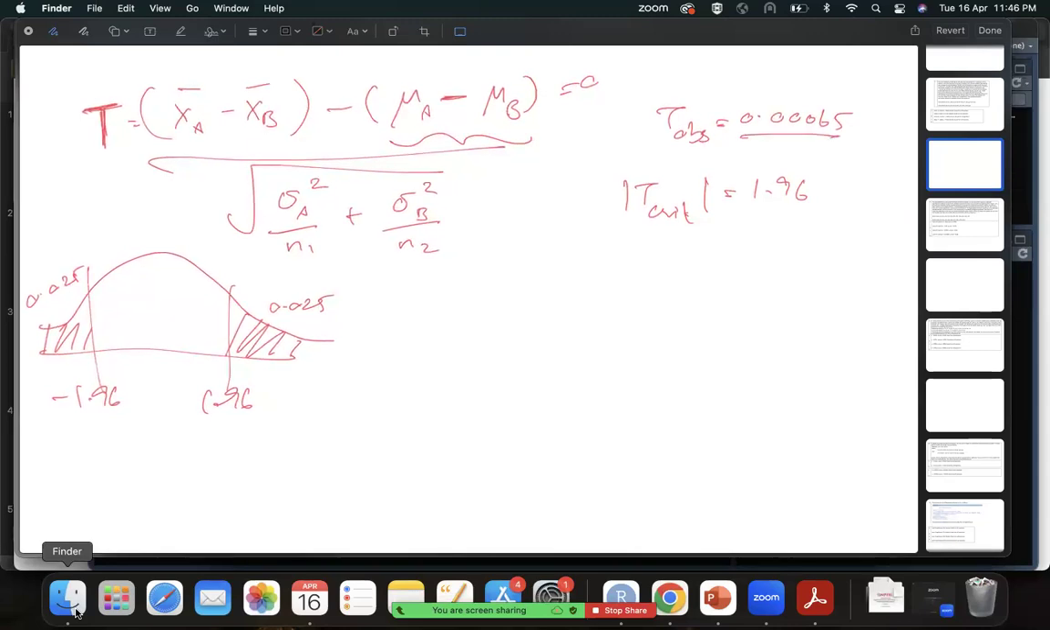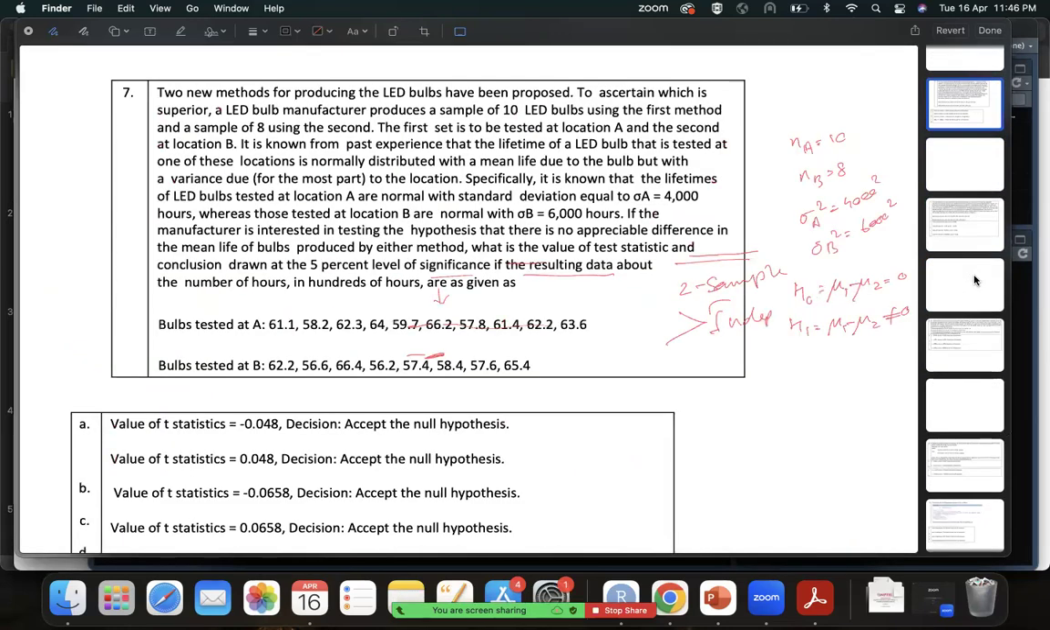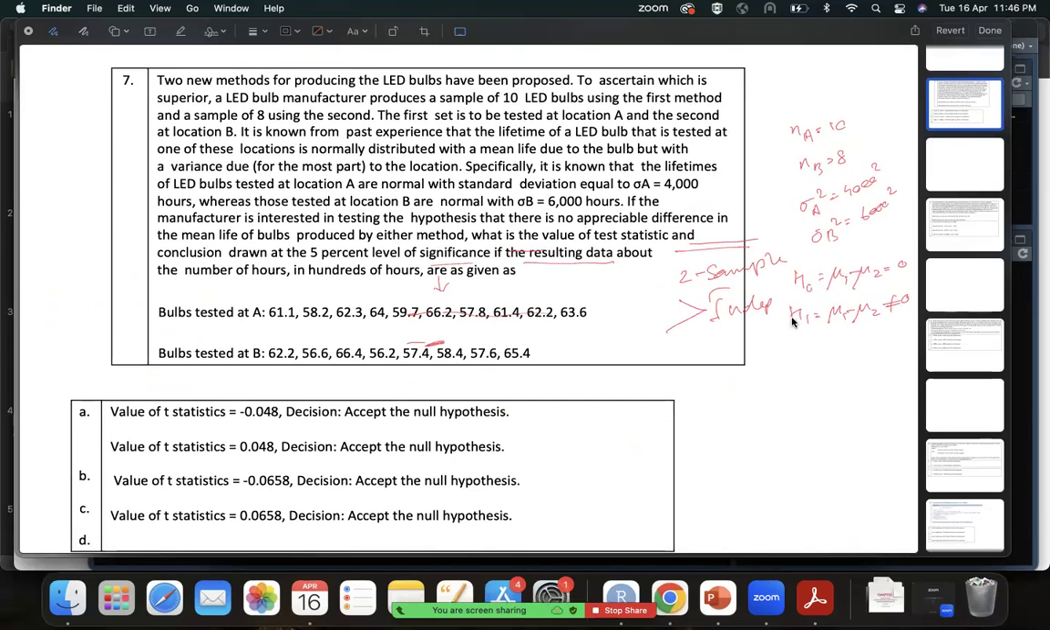So this 0.006, where mu is equal to 0, falls somewhere here, right? It falls in your acceptance region. So accept H naught. What was H naught? H naught was mu1 minus mu2 is equal to 0. So it is very close to 0, as you can see. So you accept the null hypothesis in this scenario.